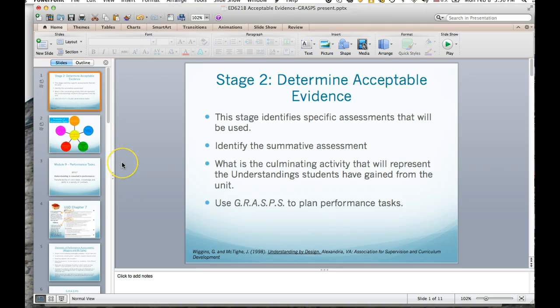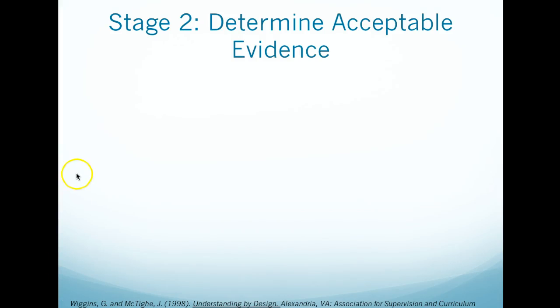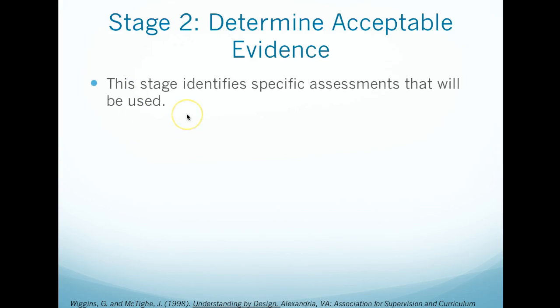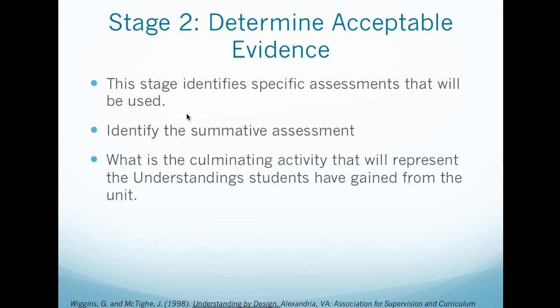So let's take a look at what we're really talking about. We're looking at determining acceptable evidence, in this case for the content of your UbD unit. As you know, this stage identifies specific assessments that will be used. It will identify the summative assessment. A culminating performance task is a summative assessment, but it's big. It has many arms.